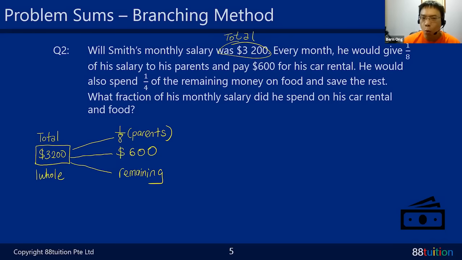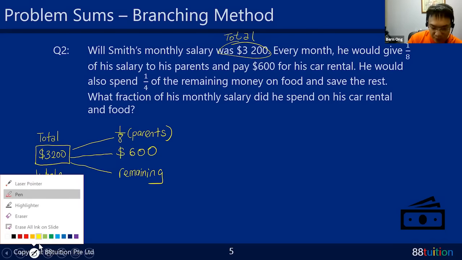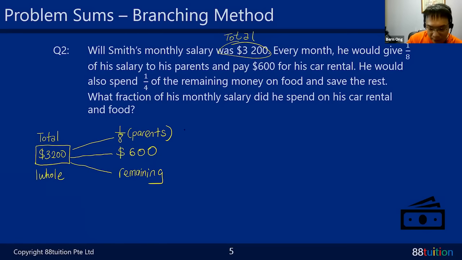Okay? So, 1/8 is given to the parents. Can we go and find out why it's 1/8 first? So 1/8 of the salary, of means times, I told you that. Of the salary, which is 3,200, is given to the parents. And if you calculate 1/8 times 3,200, yes, it's $400. So $400 is given to papa, mama.